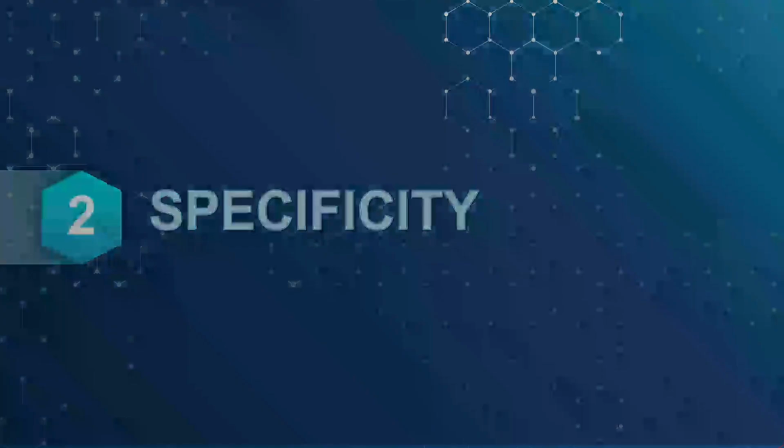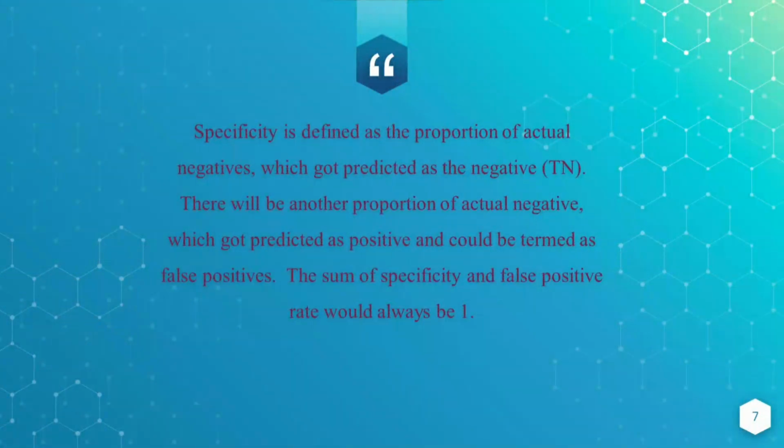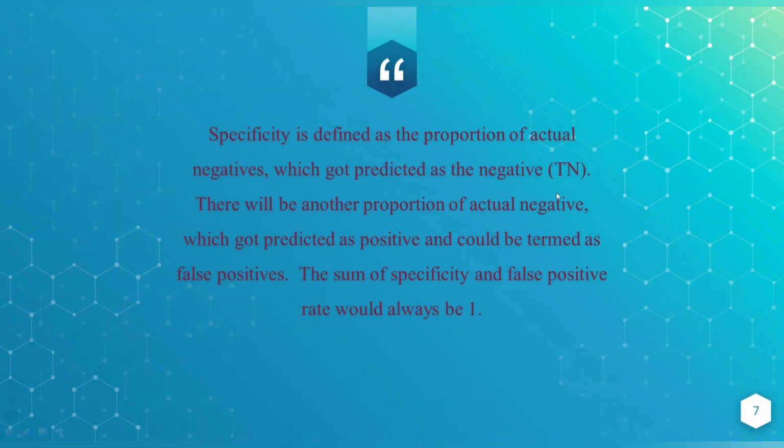What is specificity? Specificity is defined as the proportion of actual negatives which got predicted as negative, that is true negative. Negative means the person didn't have COVID and the model also detected that person as negative, so it has correctly predicted negative. There will be another proportion of actual negatives which got predicted as positive, means false positive. The person didn't have COVID but still the machine indicates that that person has COVID, so it is considered a false positive. The sum of specificity and false positive rate would always be 1.